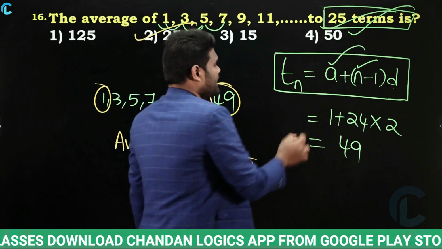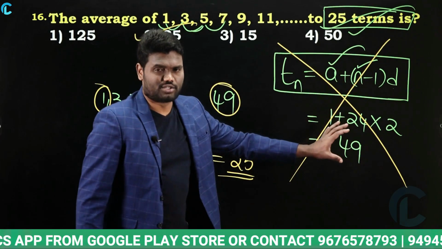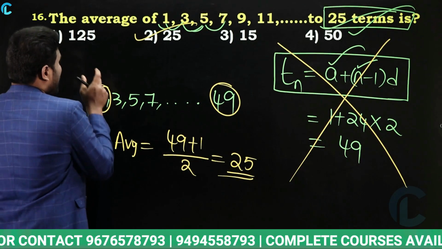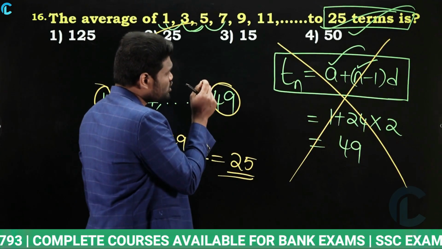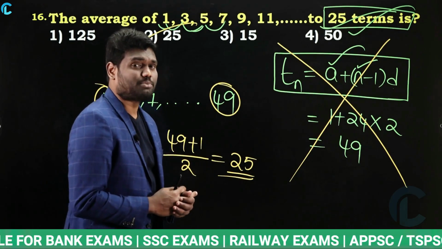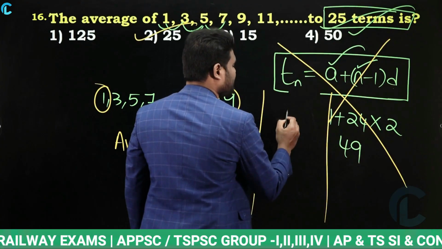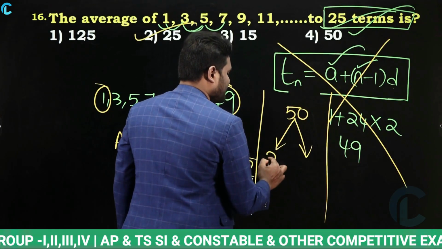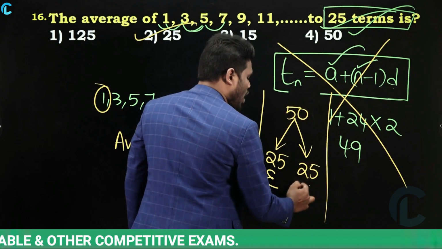And truly speaking, if you have common sense, even this calculation is not required. Why? Because in this question it is said the average of 1 3 5 7 9 11 and so on up to 25 terms. As the question is up to 25 terms, if you observe carefully, in the first 50 numbers you will have 25 even numbers and 25 odd numbers.